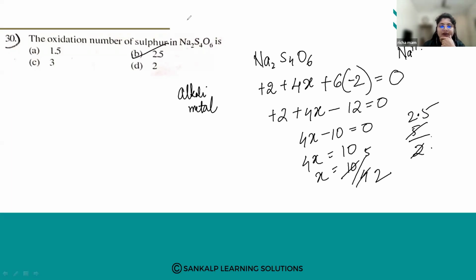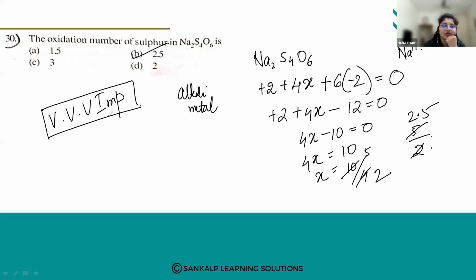Are you getting the same? I've got it as 2.5. Did you understand? So how are we going to find the oxidation number? It is very, very important in this particular redox reaction chapter. Oxidation number, oxidation states, the rules, they are very, very important. So like this we are going to apply.